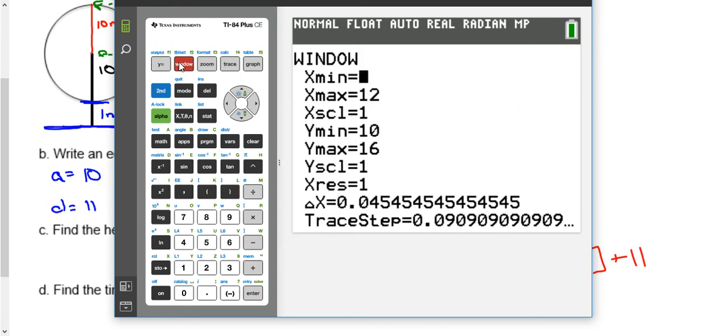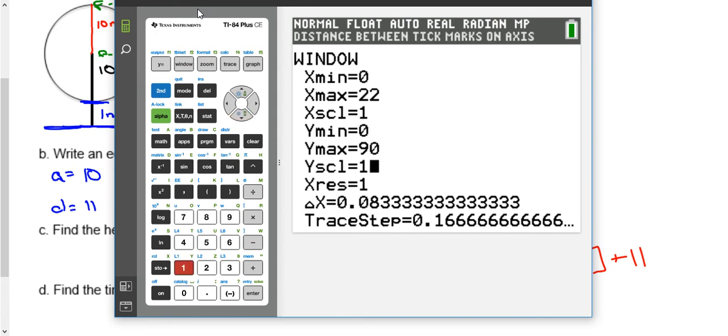So I do want a window setting lowest is 0, let's say, because that's going to be the ground. The highest we're going to go, well, we want to go a bit higher than the max. Max was 21, so we're going to go as high as 22. Going up by 1 is perfectly fine. We want to start off at 0 because it's time. We don't want to go past that. And it's 2 full rotations, so I'm going to go to 90 because 80 is too full. And I was going up by tens.